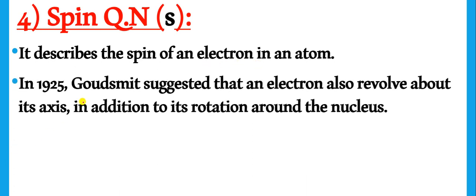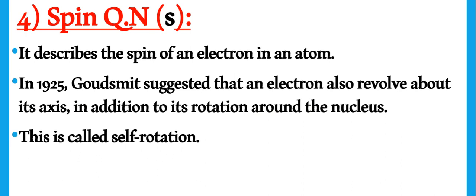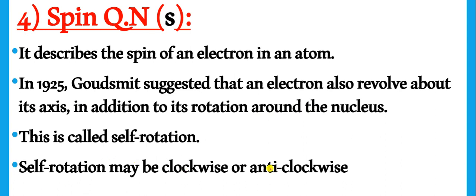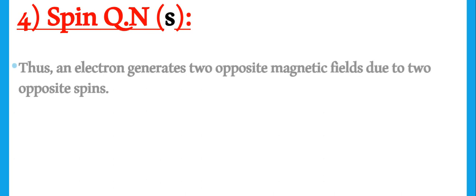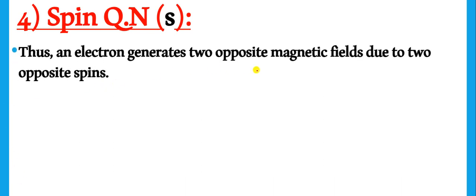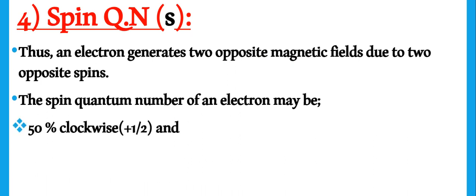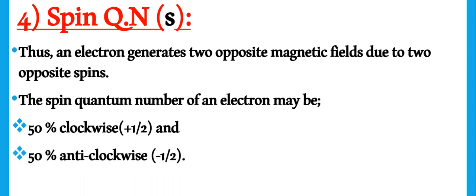In 1925, Goudsmit suggested that an electron also spins about its axis in addition to its motion around the nucleus, just like the Earth, and this is called self-rotation. Self-rotation may be clockwise or anti-clockwise. Okay students, thus an electron generates two opposite magnetic fields due to two opposite spins, and the spin quantum number of an electron may be clockwise or anti-clockwise, represented by plus half and minus half.